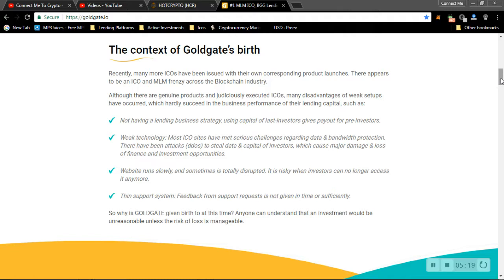And then almost instantly, these guys have the biggest problems. You can't access the websites. It's like they're always down, and it has just become an issue. Then, like you said, the website runs slowly and sometimes it's totally disrupted. That's exactly what's happened, especially with ETH Connect and a few other ones.